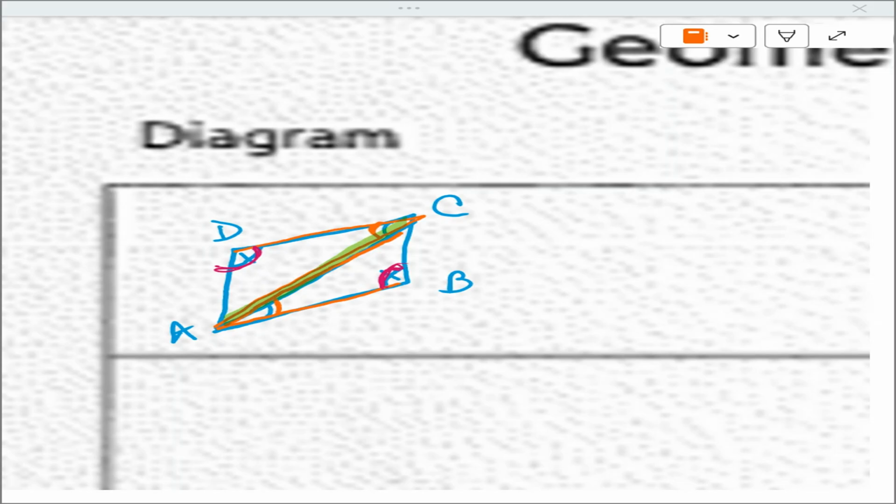So now look at what you have. You have angle, angle, side, angle, angle, side. So now you can say that triangle ABC is congruent to triangle CDA. The reason? Angle, angle, side. So we're going to put those statements right here.